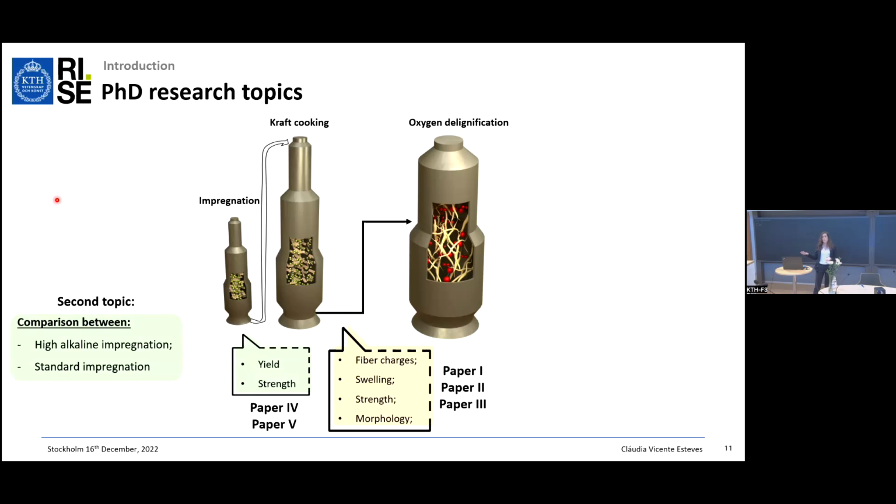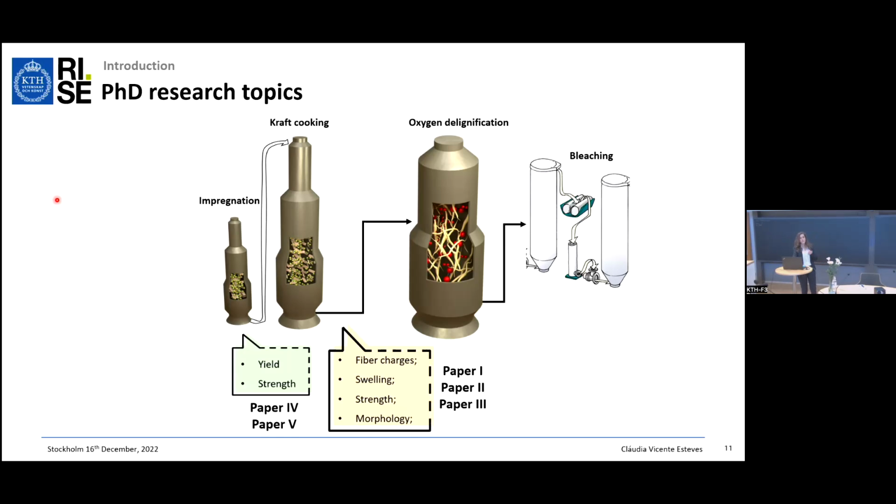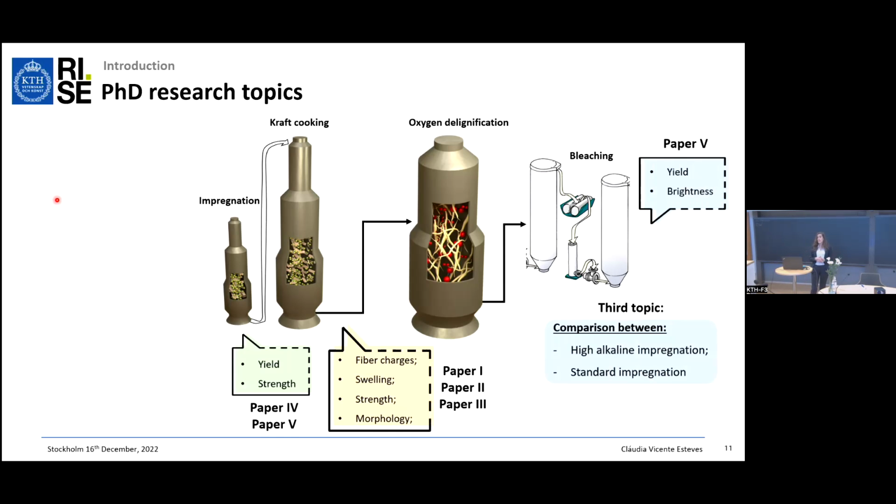So in the first topic, we saw that oxygen could improve mechanical strength. In the second topic, we wanted to see if the strength was maintained after this high alkali impregnation, and if the yield that you can increase with the high alkali impregnation was still preserved after the oxygen. So the new part here was the oxygen lignification. And then, as a natural way of going in the process, we evaluated basically the same thing after bleaching. And here we looked at the yield and some pulp properties like brightness.